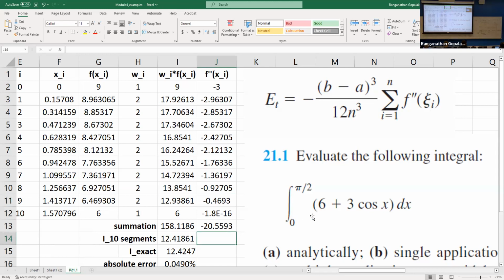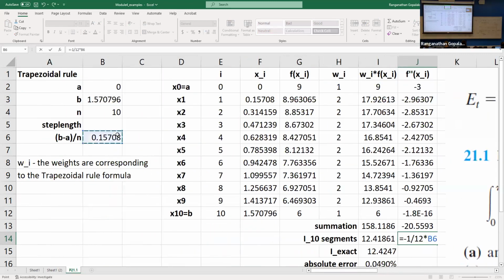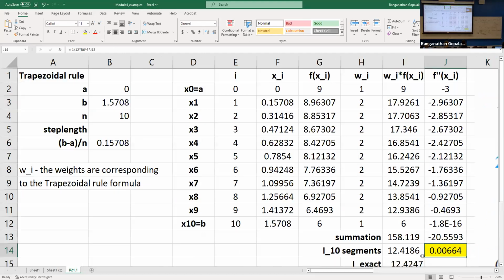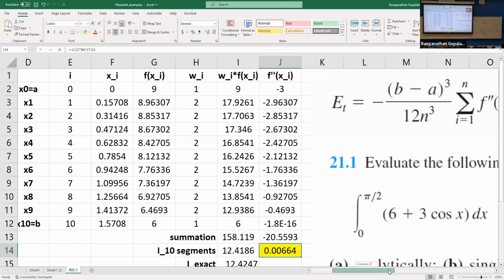So what is the formula for error? You have to add a minus sign, divided by 12, minus 1 over 12, times the step length cubed. Step length is here. I need to cube it and then multiply by this summation. So that is my error estimate, 0.0064.